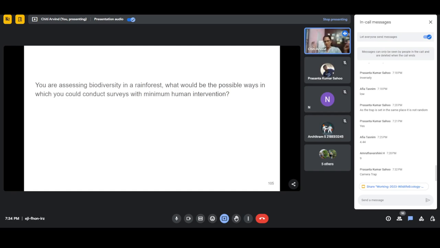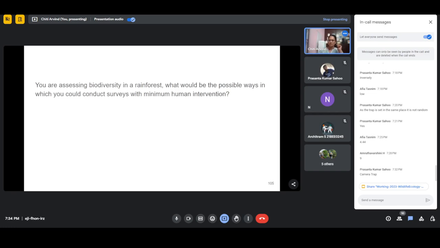There are usually two camera traps present opposite to each other, so that you can catch both sides, and as the individual passes and crosses, a sensor is triggered and you have an image of the animal. So camera traps is one way.